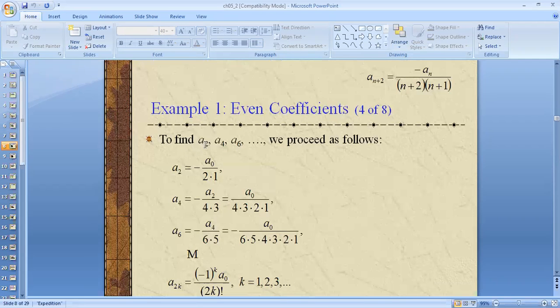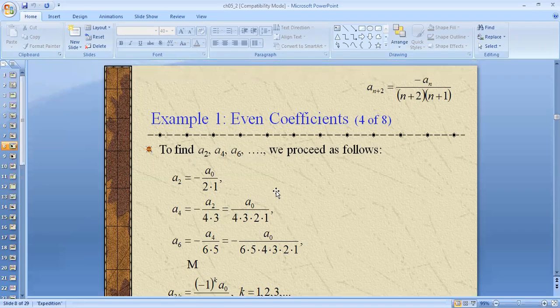Suppose we want to find a2, a4, a6, that means the even powers from this series. a n plus 2 equals minus n a n divided by (n plus 2)(n plus 1). Just putting n equals 0, we get a2. This is the even one. We get even indices of a. So for n equals 0, we get this; for n equals 2, we get this; for n equals 4, we get this. We proceed in this fashion.